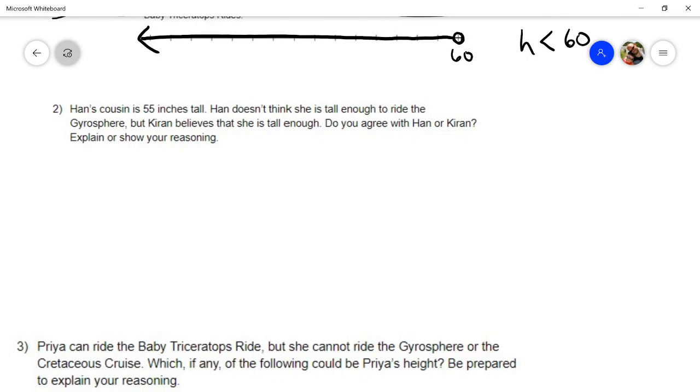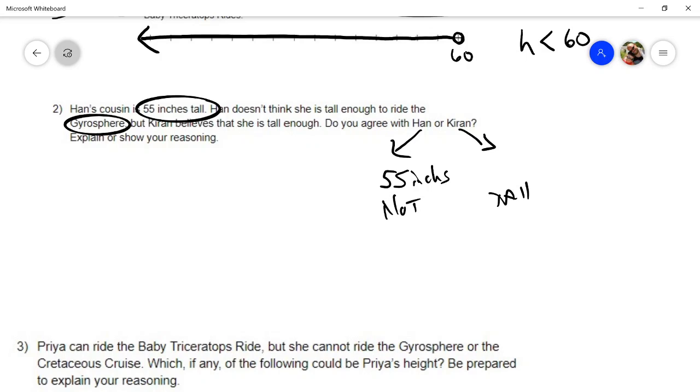2. Han's cousin is 55 inches tall. Han doesn't think she is tall enough to ride the gyrosphere. But Kieran believes she is tall enough. Do you agree with Han or Kieran? Okay, Han's cousin is 55 inches tall. Han doesn't think she is tall enough. Okay, so 55 inches. And Kieran believes she is tall enough.